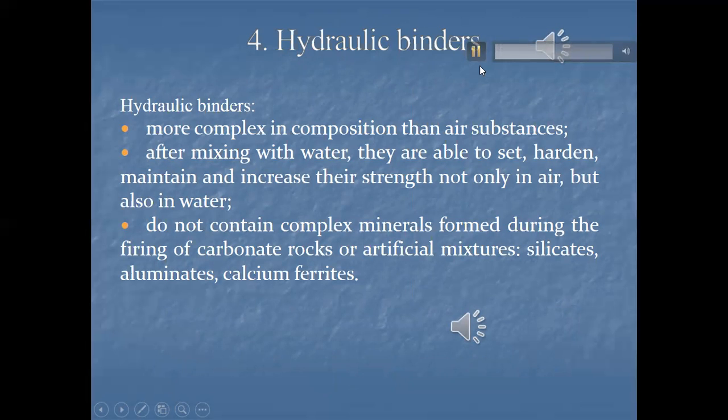Four. Hydraulic binders. More complex in composition than air substances. After mixing with water, they are able to set, harden, maintain and increase their strength not only in air, but also in water.